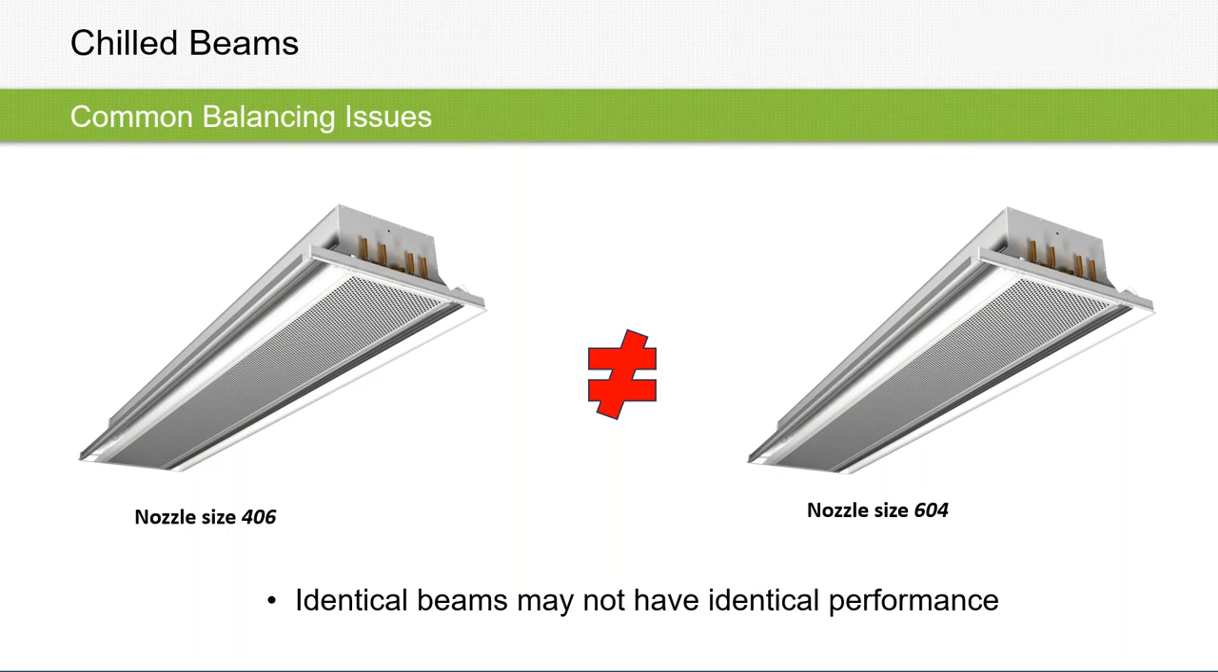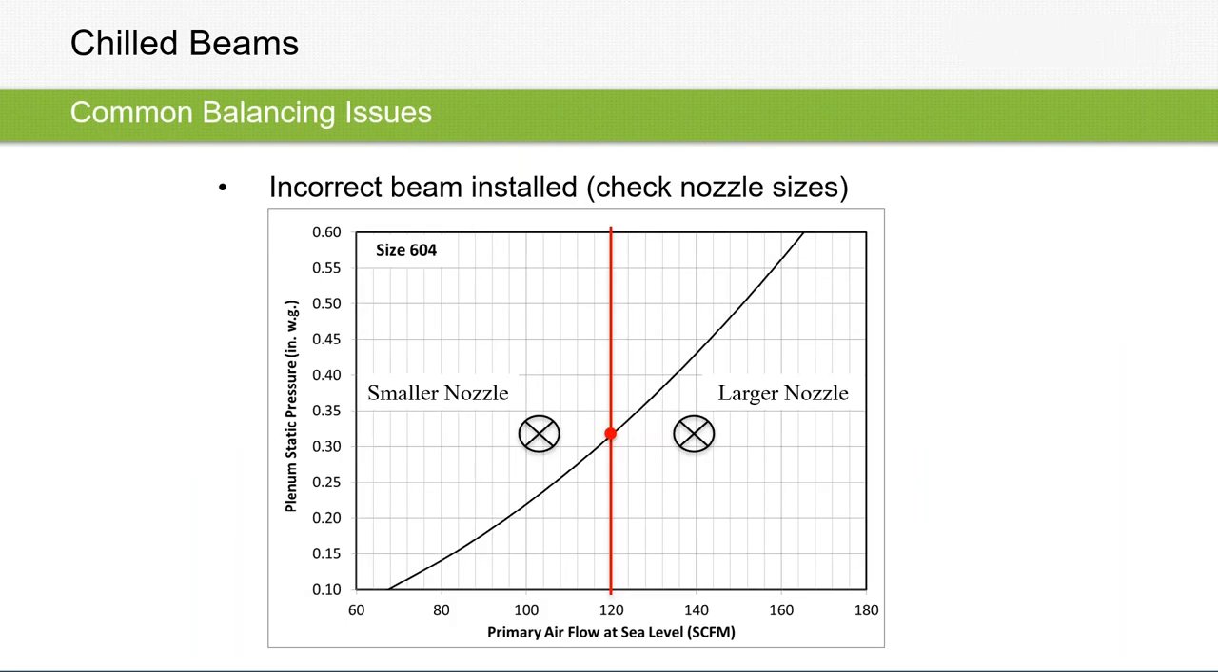There's a couple of reasons to catch that. That's one thing we see every now and then: people grab the wrong beam, maybe just read the tag backwards and put it in the wrong room. That could cause some pretty serious balancing issues. So do make sure you tag them in a way that the installers can figure it out and get it to the right place.